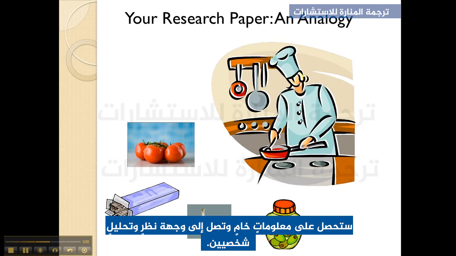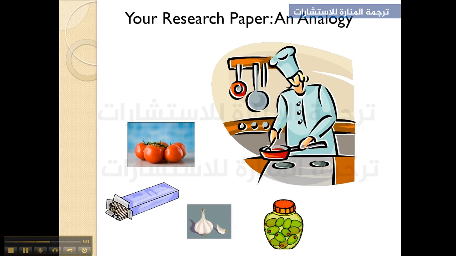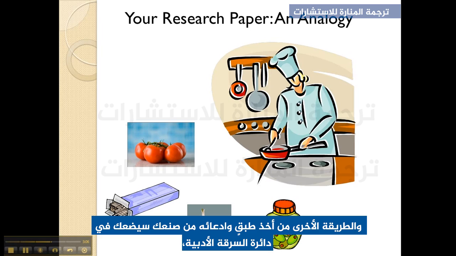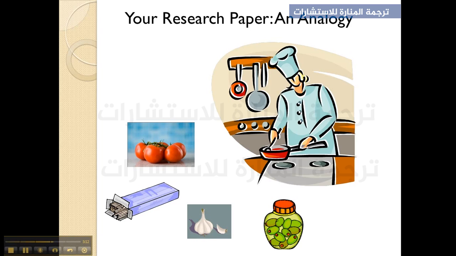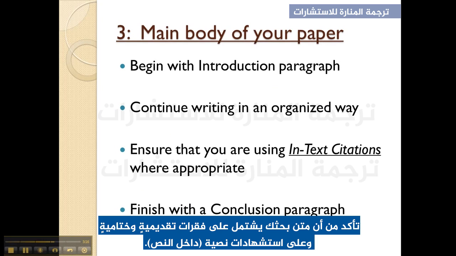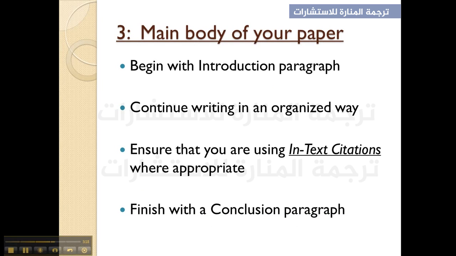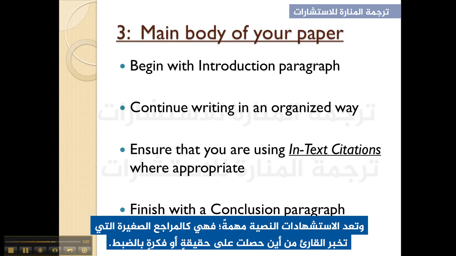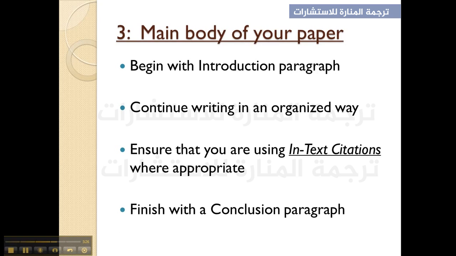You take raw information and come up with your own point of view and your own line of reasoning on it. The other method of just throwing stuff onto a plate and calling it your own would equate to plagiarism, and that's the use of others' thoughts and research as your own. Ensure that the main body of your paper features intro and conclusion paragraphs as well as in-text citations. In-text citations are very important. They're sort of like small references that tell your reader exactly where you got a specific fact or idea from.